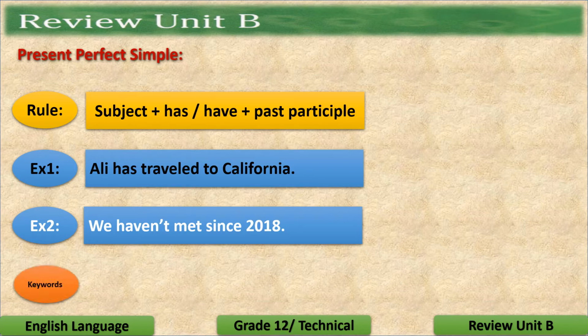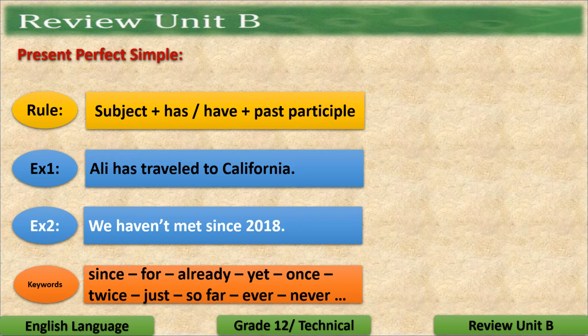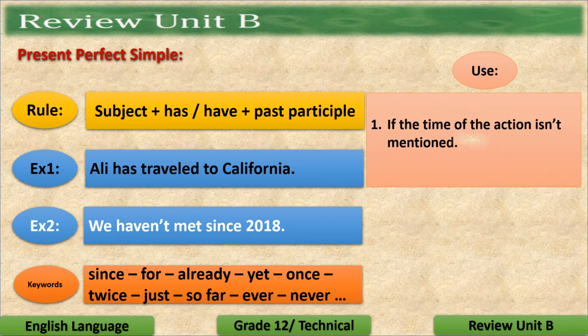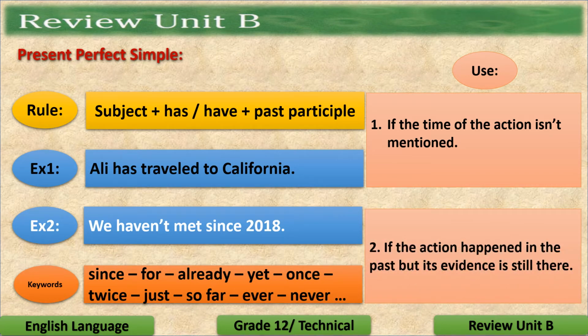Now, the following keywords are the most commonly used keywords with the present perfect simple: since, for, already, yet, once, twice, just, so far, ever, and never. Of course, there are other keywords that you can search for. Now, when to use the present perfect? We use it, number one, if the time of the action is not mentioned, like in sentence number one, Ali has traveled to California. The time here is not mentioned. Number two, if the action happened in the past, but its evidence is still there.